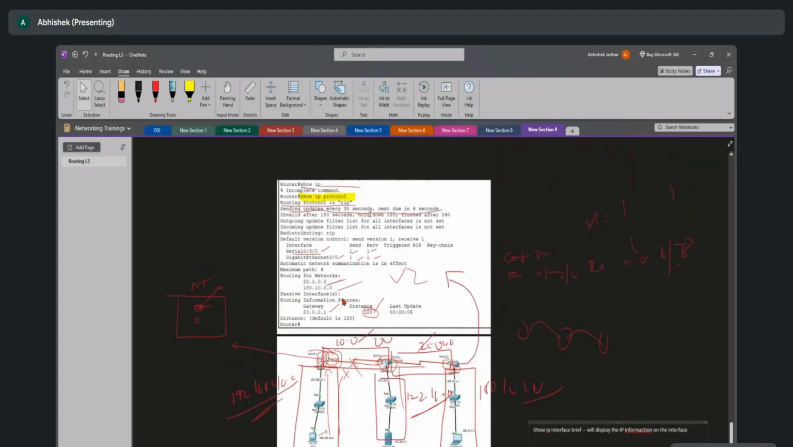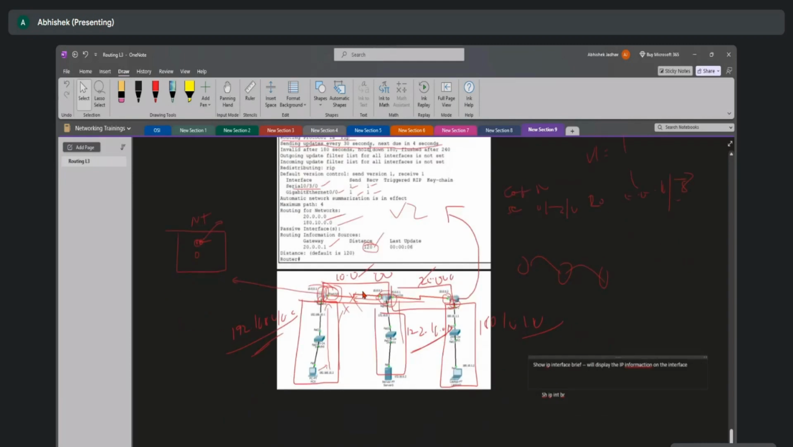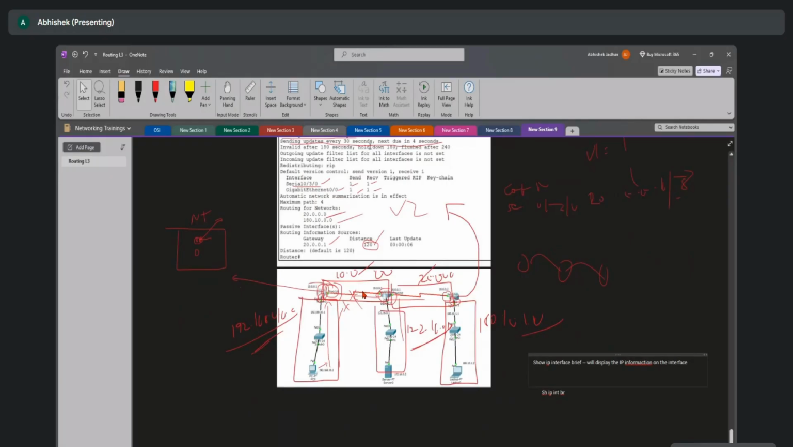So if you see here for this routing protocol, I have shown show IP protocol. So for that particular protocol, what are the IPs I have configured? They will check everything one by one. That's it. They are not going to do anything apart from this. So you are just trying to find out mistakes from what has happened in the past. That's it.